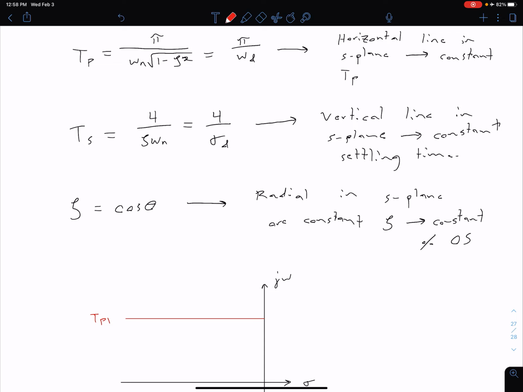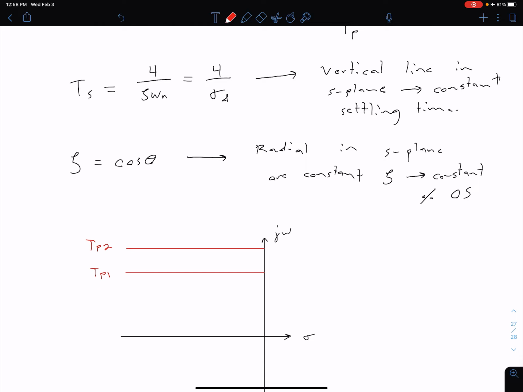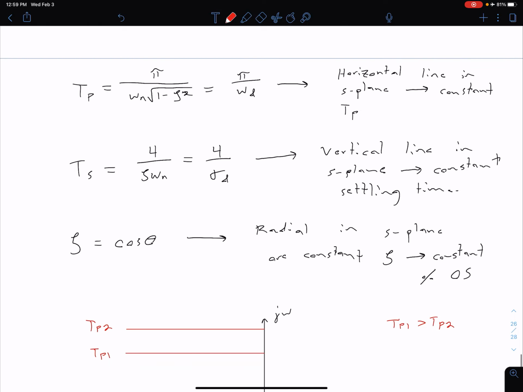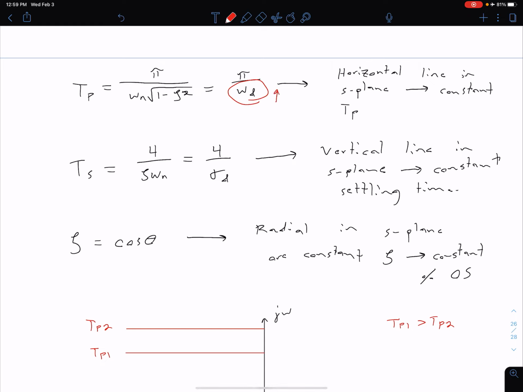So now let's say that horizontal line moves further away from the origin. So let's say we have some TP2 that's here. In that case, we could say that our peak time TP1 is greater than TP2. And the reason is, of course, as we're getting further away from the origin, this omega d is increasing. As that increases, our TP is decreasing. So that's why we say our TP2 is less than TP1.